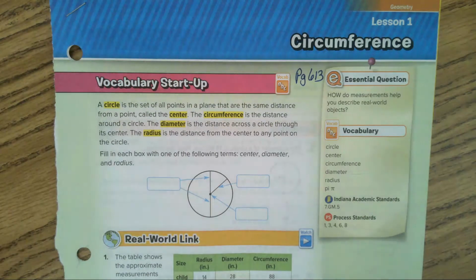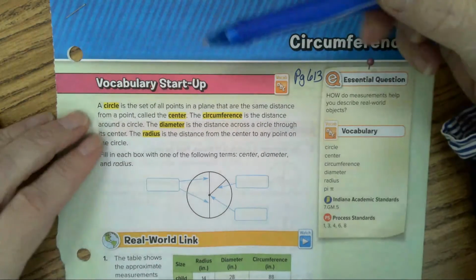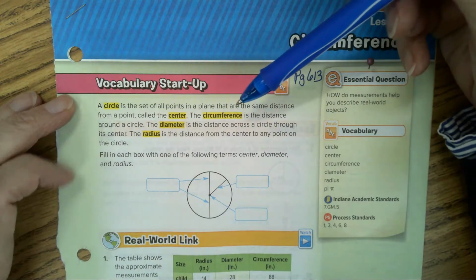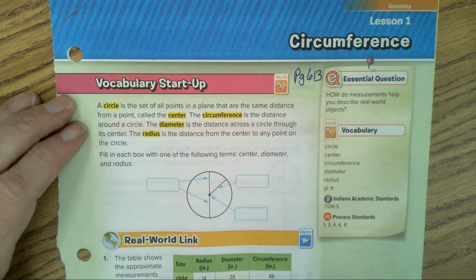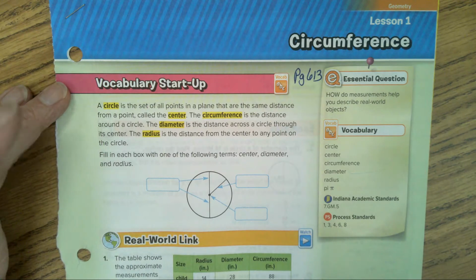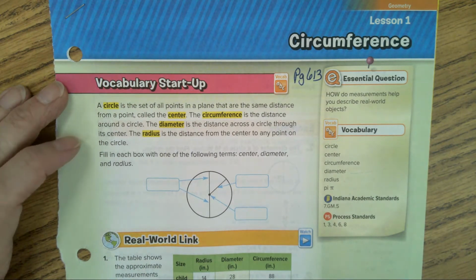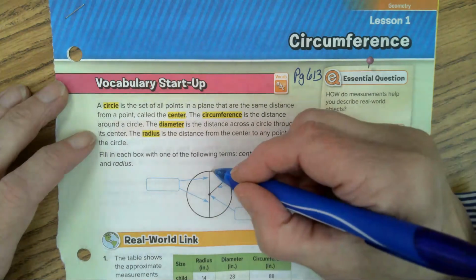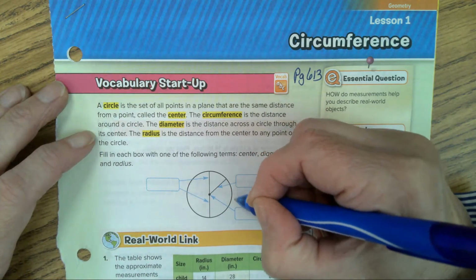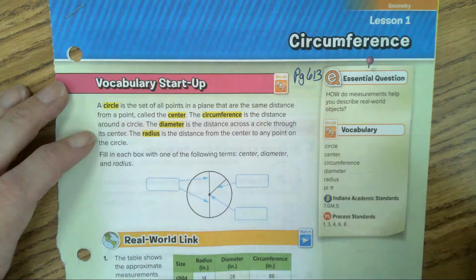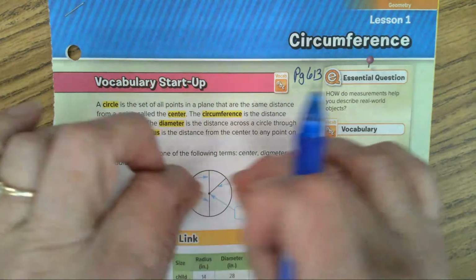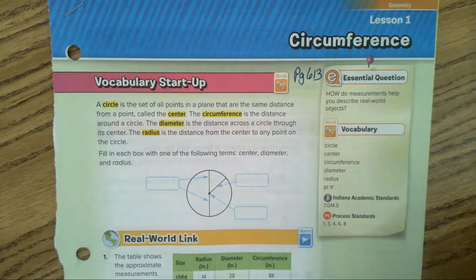Now, let's make sure you understand this vocabulary. A circle is the set of all points in a plane that are the same distance from a point. That point is called the center. The circumference is the distance around a circle. In other words, the circumference is how long the line is that makes the circle. Okay, if you cut the circle and straightened it out, that line is the circumference of a circle.